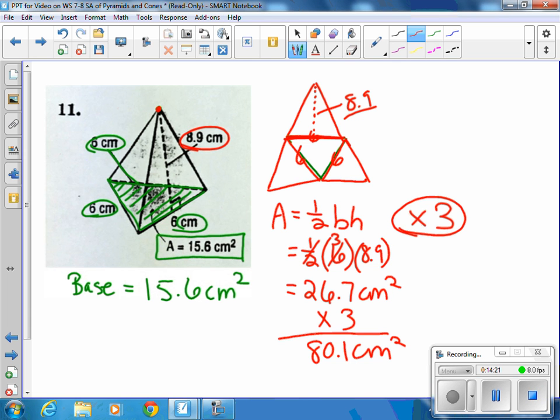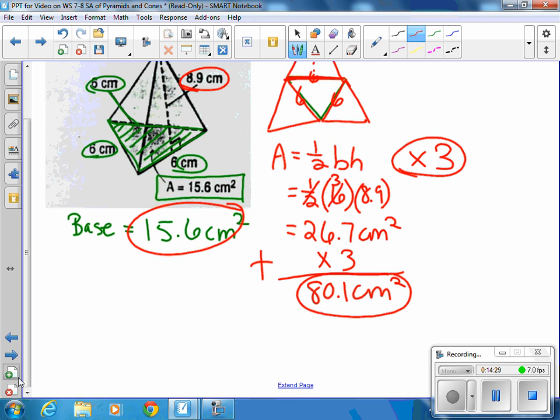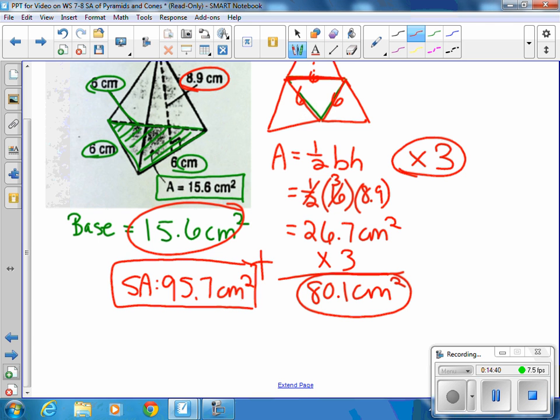But remember, I've got the base already. I need to add the base to that. So I have base, and I have all my lateral sides together, so I'm going to add them up. So when I add these 2 things up, I wind up with 95.7 centimeters squared. This is my surface area of the entire thing. Okay? So that's the surface area when I have a triangle base.